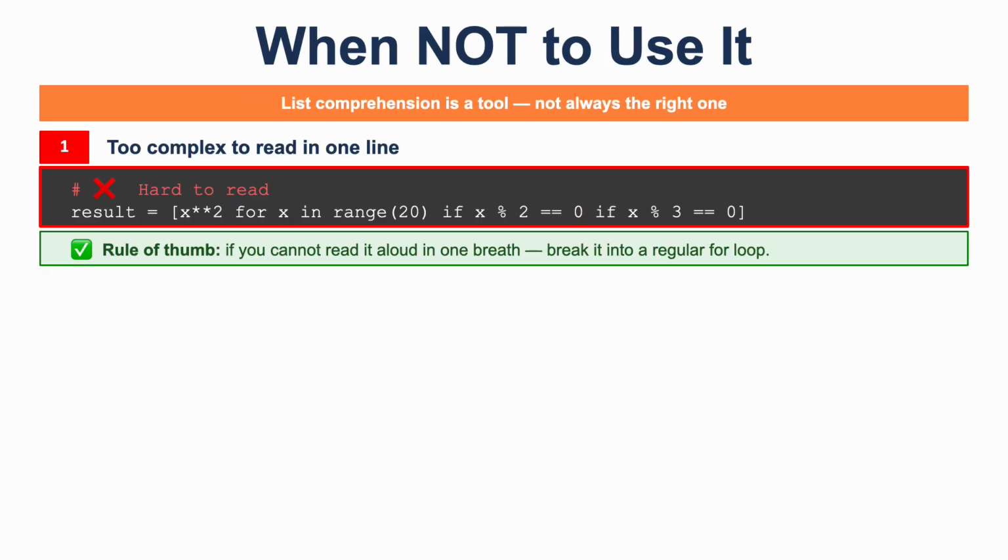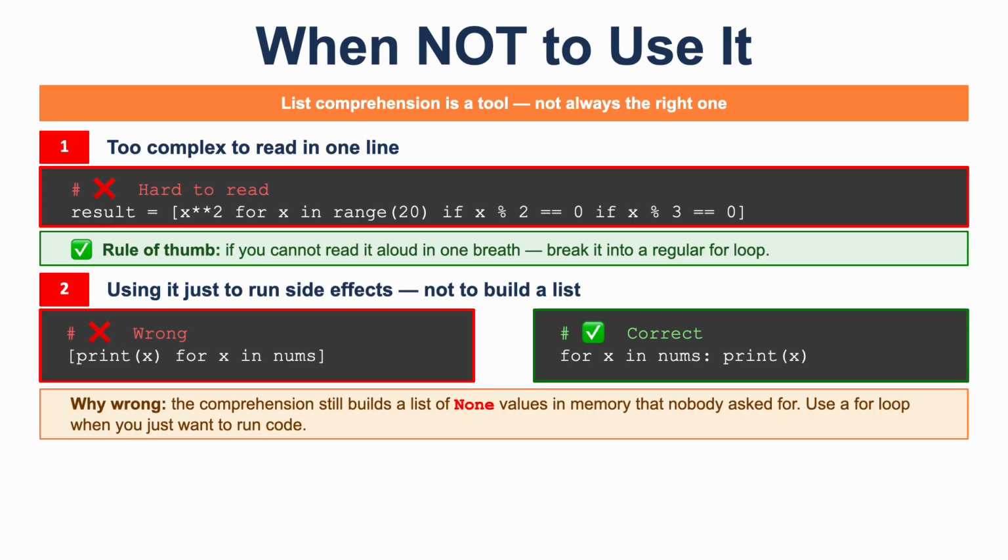List comprehension is powerful, but knowing when not to use it is just as important as knowing how. The first mistake is making it too complex. When you stack multiple conditions and expressions on one line, it becomes nearly impossible to read. A simple rule: if you cannot read it aloud in one breath, it is too complex. Break it into a regular for loop. Shorter code that nobody can understand is worse than longer code that is clear.